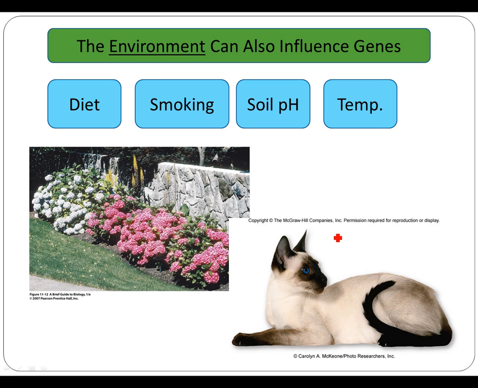A cool example outlined in your textbook are the Siamese cats. They've got that cool coat pattern, and it's just because at the ends of the body the temperature is a little bit cooler, and so their proteins express differently than where the body is warmer. That's just a temperature effect on protein expression. So we can keep going on with the environmental influences that affect gene expression.